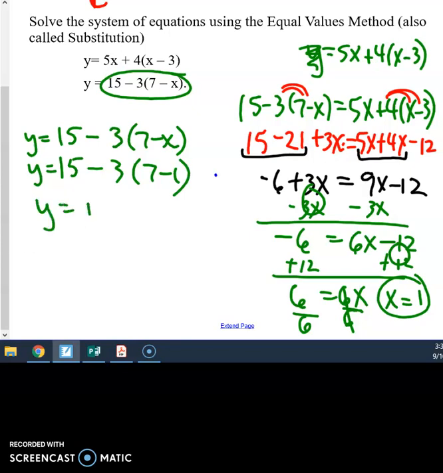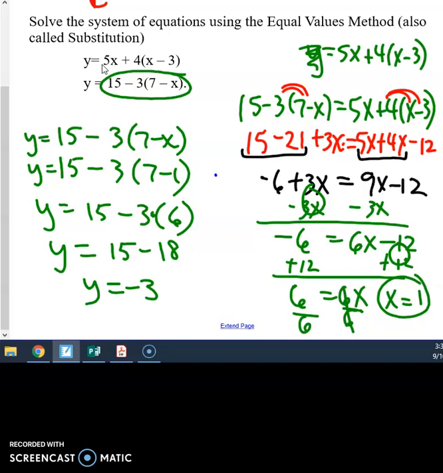So y is equal to 15 minus 3 times 6. Now this is where a lot of students make mistakes. We have a subtraction problem, we also have a multiplication problem. The multiplication is done first, so it's negative 18. So the final answer is negative 3 for 15 minus 18. So the solution here is 1 comma negative 3, where the x value is 1.